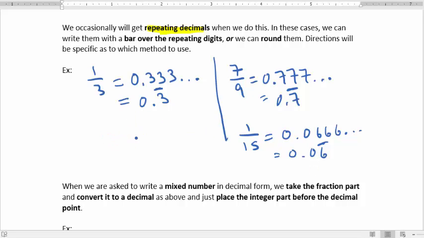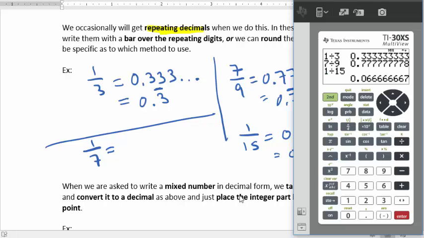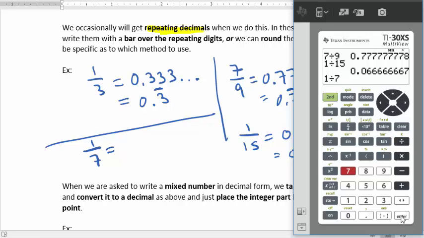And then you have really wacky ones, like let's say 1/7. 1/7 is 1 divided by 7. Look at that.